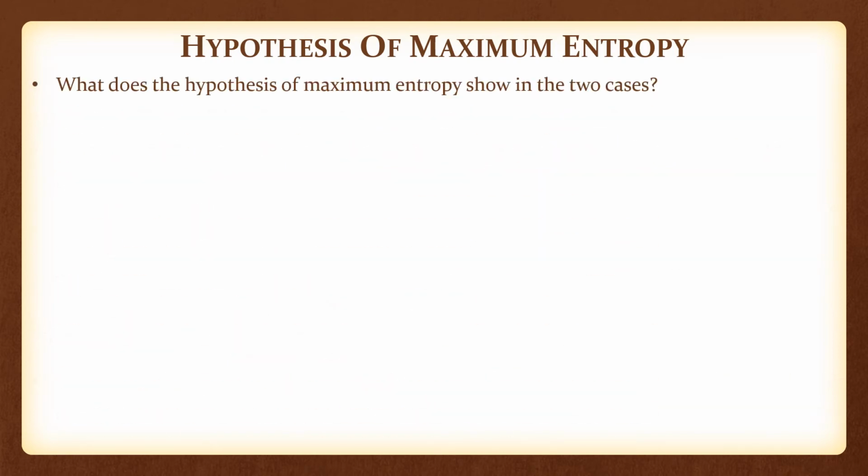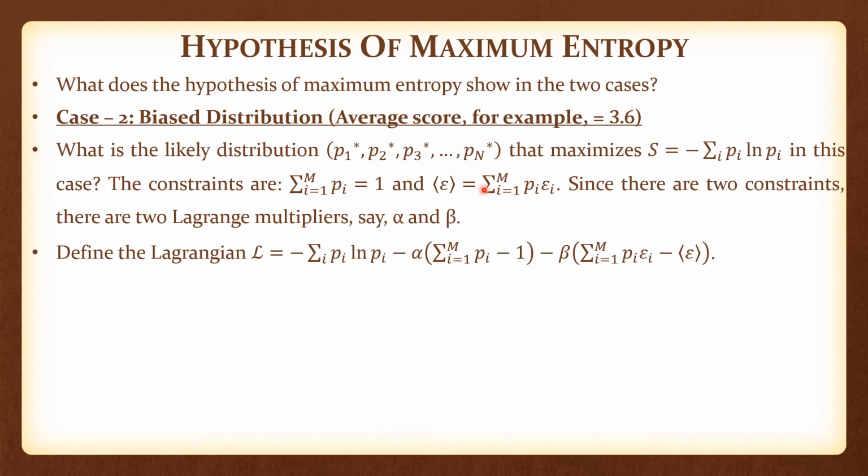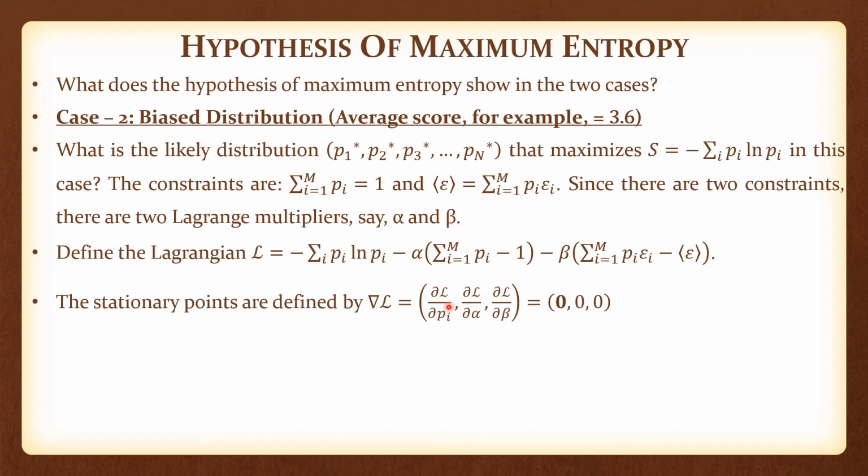Okay, so if we were to consider this hypothesis of maximum entropy, what does it show? Since there are two constraints, we consider two Lagrange multipliers. One for this we call alpha, the other for this we call beta. So again we write the function sigma pi log pi minus alpha into this constraint minus beta into this constraint as a Lagrangian function. And now we take the partial derivatives with respect to all pi, and that of the Lagrangian function with respect to alpha, and that with respect to beta, and set all of them equal to 0.